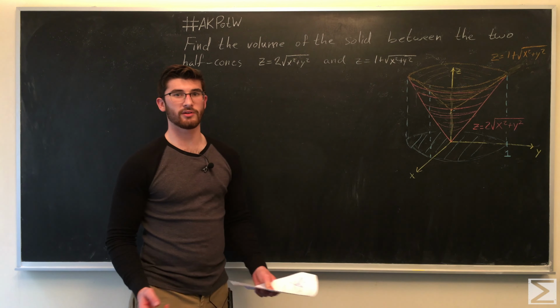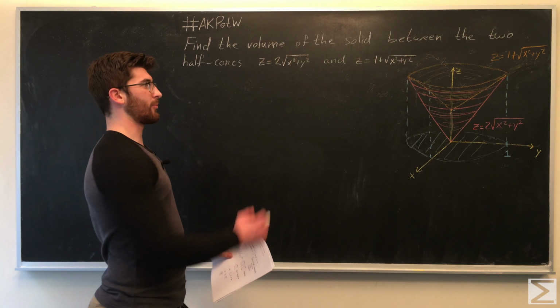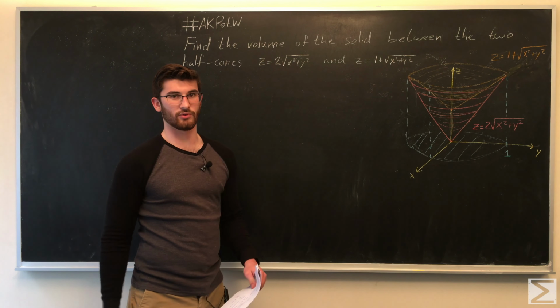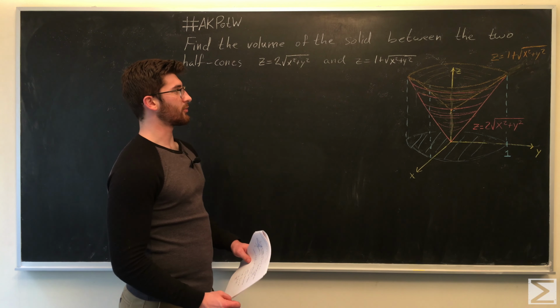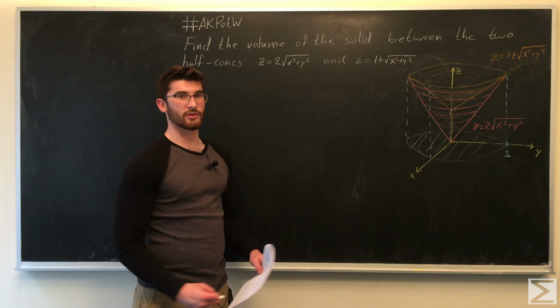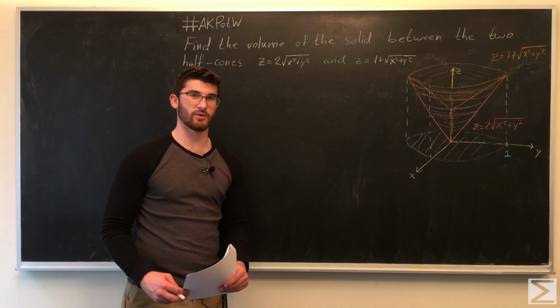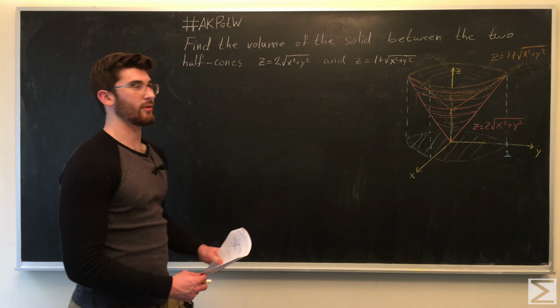So first, what we're going to want to do is convert both of these into cylindrical coordinates. So x squared plus y squared equals r squared, so the square root of r squared is just going to be r. So let's simplify both of these.